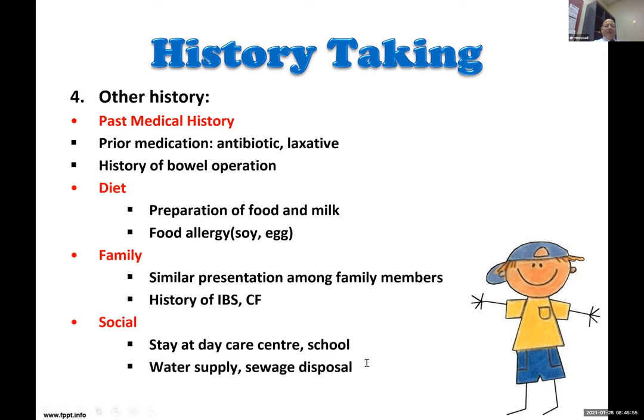Okay. We must ask about the family. Is there any similar presentation among the family members, suggesting either infection or food poisoning? Is there any history of chronic disease like inflammatory bowel disease or cystic fibrosis or whatever? Okay. Social: is he in a daycare center or school? We must ask if any other children have the same problem or not. Okay. What about the water supply and the sewage disposal? Because all this will affect the general health.